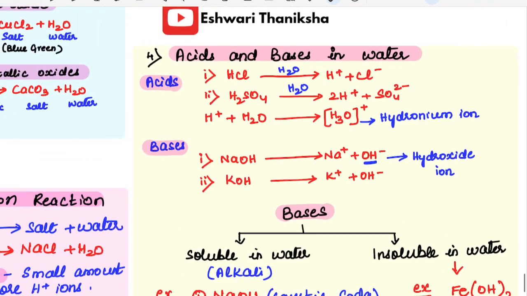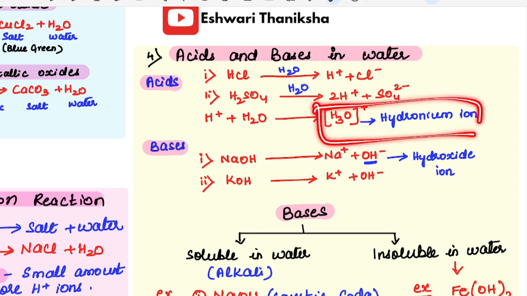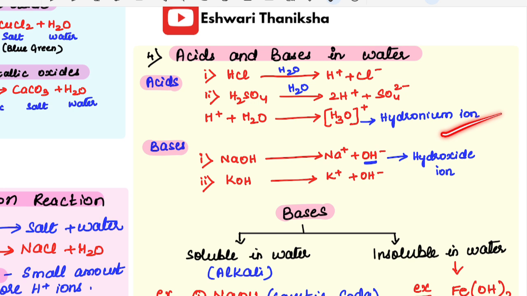The next reaction is acids and bases with water. When they react with water, what will happen? You can see HCl in water will break to form H+ ion and Cl- ion. So whenever you put an acid into water, it will produce H+ ion. That H+ ion will combine with water and form the hydronium ion, that is H3O+ ion. And then the base. A base in water will produce OH- ion. Write water on the arrow. In the presence of water, they will produce OH- ion, which is called the hydroxide ion.